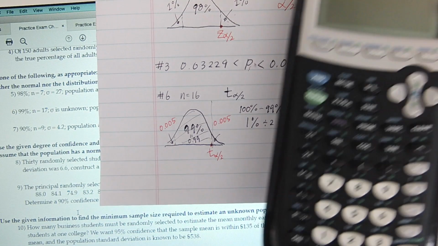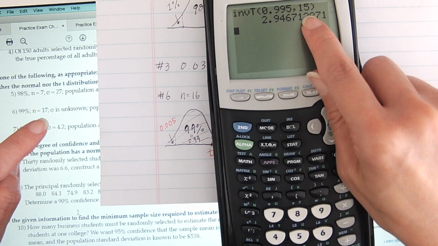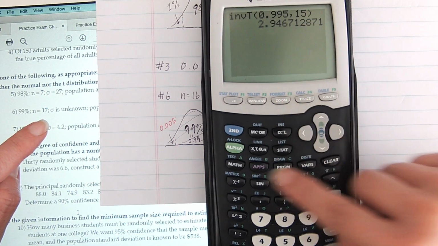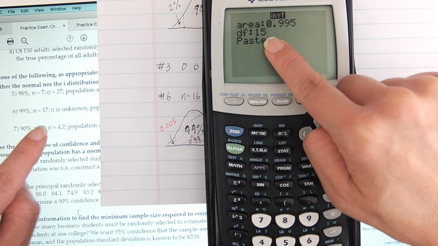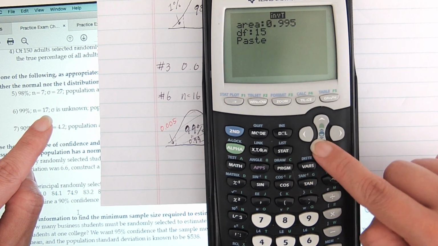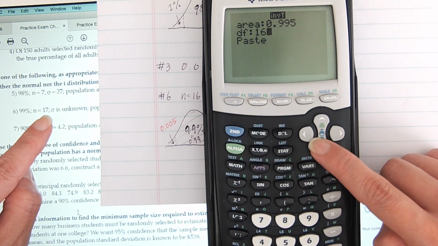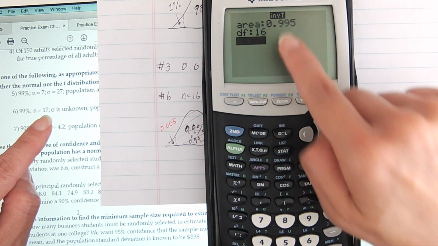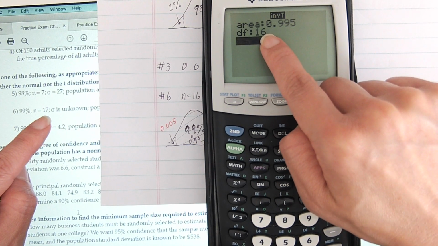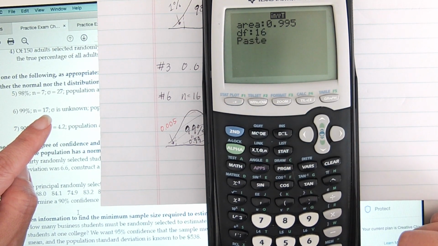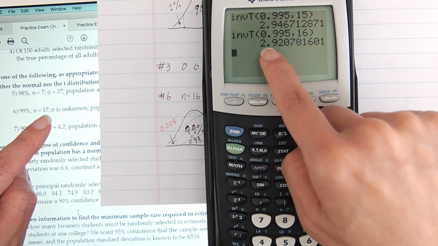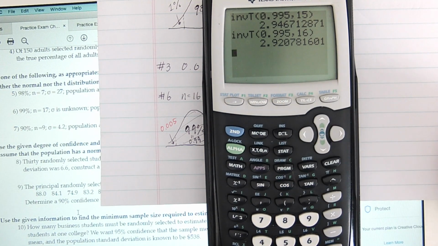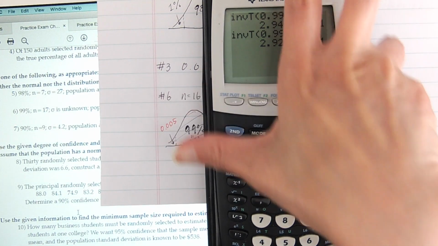Number 6? Yes, thank you. Oh, sorry. Number 6 is 17. My bad. Sorry, it was 17, so subtract one is 16. Thank you, Maya. It's 16 because you subtract one, not 15. Okay, so the answer changes a little. It's gonna be 2.920. Alright, that's the inverse t.